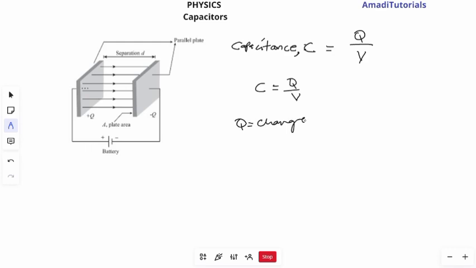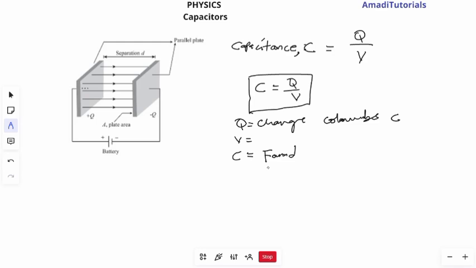The unit for charge is the coulomb, letter C. And V is the voltage, and the unit for voltage is the volt. So this is the first formula that you need to know. And then capacitance itself is measured in a unit called the farad.